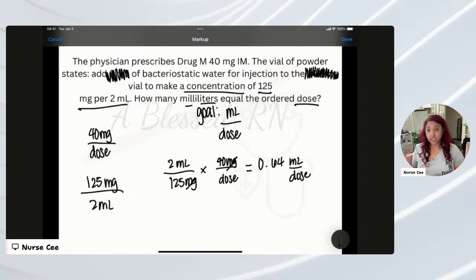IM means intramuscular. So that's the route. So a part of a complete order has to tell you the name of the drug, the strength of one dose unless it's indicated otherwise, the route, and the frequency. And then a complete order will tell you the duration, which is how long they want them to receive that therapy. Okie dokie. All righty, 0.6 would be our final answer if it asks us to round.